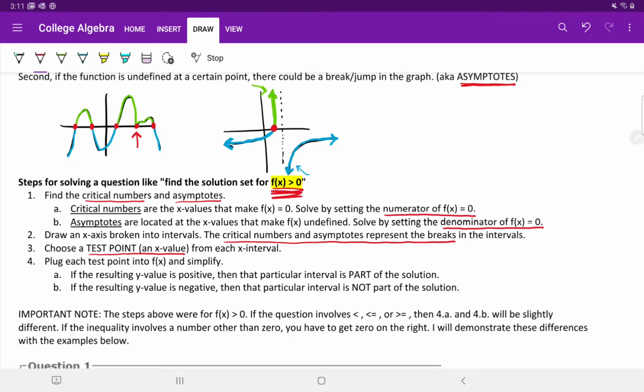Now, these two parts here are only for answering f of x is greater than 0. If we have a different type of symbol, like a less than symbol, then 4a and 4b would be different. Okay, so we'll just deal with that in examples as it comes up.